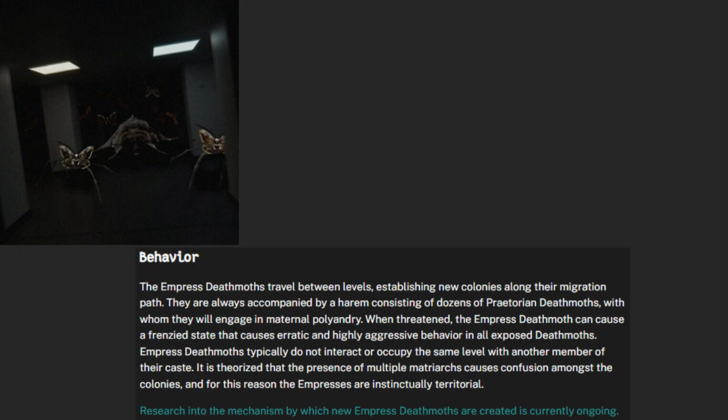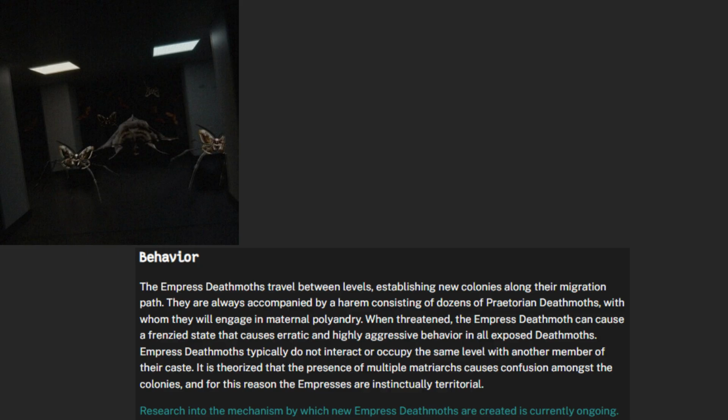Behavior. The Empress death moths travel between levels, establishing new colonies along their migration path. They are always accompanied by a harem consisting of dozens of Praetorian death moths, with whom they will engage in maternal polyandry. When threatened, the Empress death moths can cause a frenzied state that causes erratic and highly aggressive behavior in all exposed death moths.